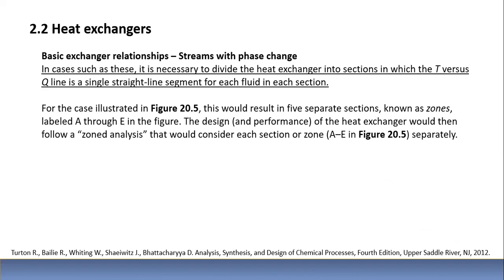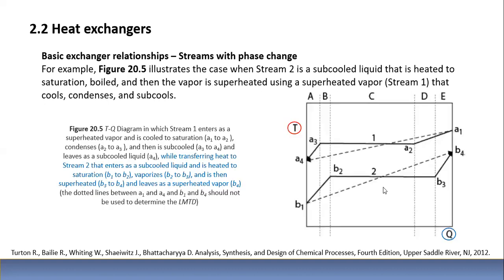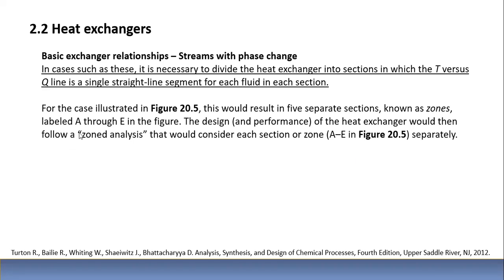In cases such as the one we were just seeing a few minutes ago, it is necessary to divide the exchanger into sections in which the T versus Q line is a single straight line segment for each fluid in each section, just like we saw. For the case illustrated in figure 20.5, this will result in 5 separate sections known as zones. As we see here, zone A, zone B, zone C, zone D, and zone E. Label A through E in the figure.